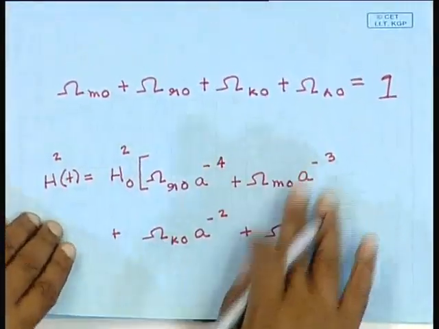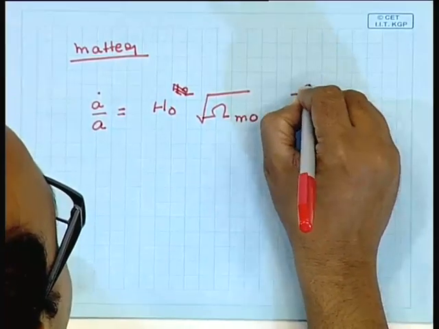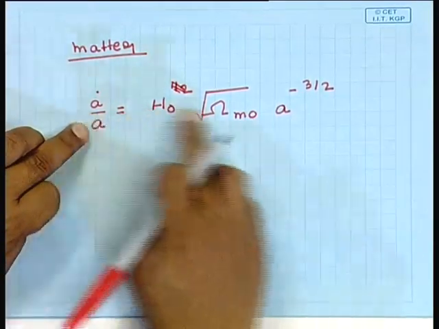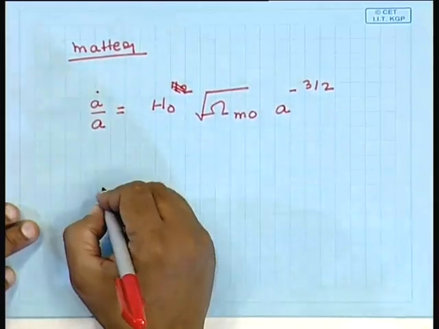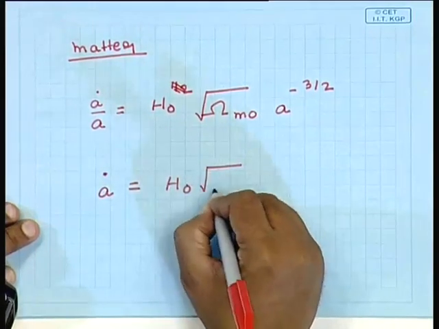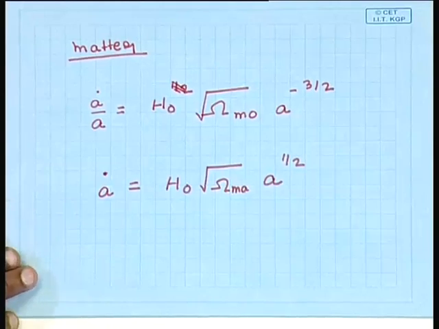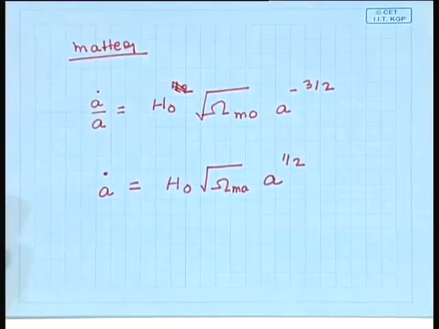So, I am taking the square root of the right hand side, omega matter naught to the power half, A to the power minus 3 by 2. And I have A to the power minus 1 on this side. So, I multiply this with A, and I am led to the condition that A dot is equal to H naught square root of omega matter naught into A to the power of half. Okay, so we have to integrate this equation to determine the expansion of the scale factor in the matter dominated model. Time is running out, so let me stop here and resume from this point in the next class.